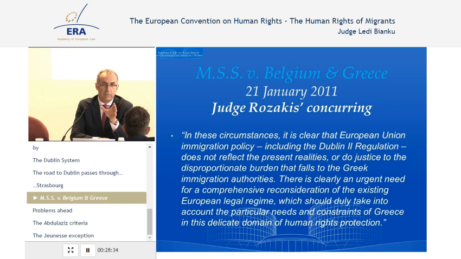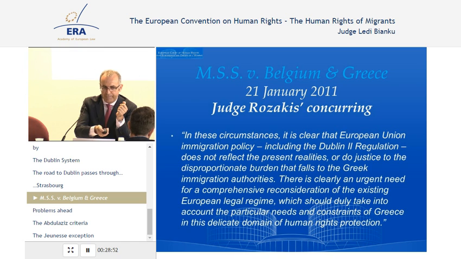Greece and Italy to a lesser extent, at the time Spain as well, Malta. Clearer than this cannot be said. It was smart to issue this warning.